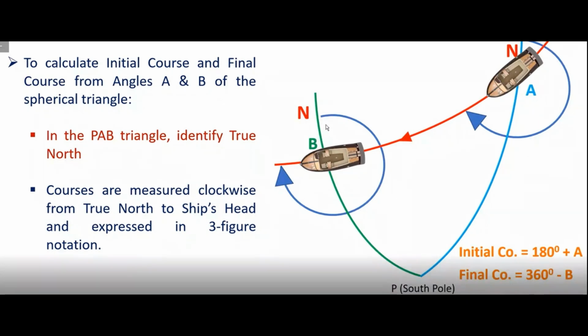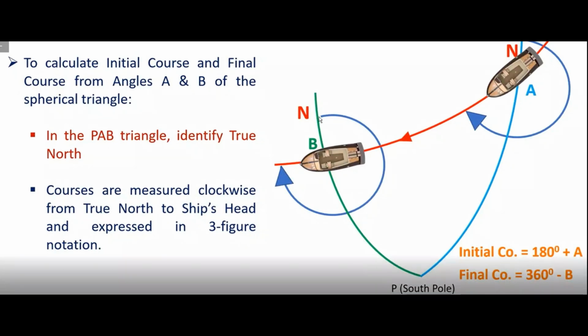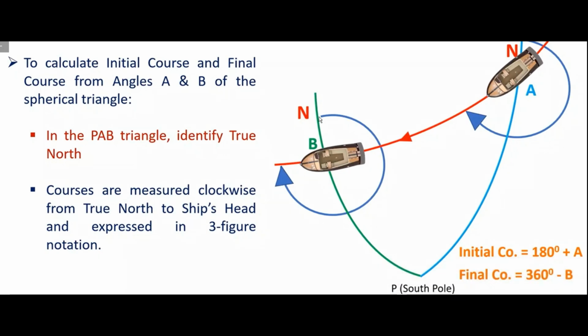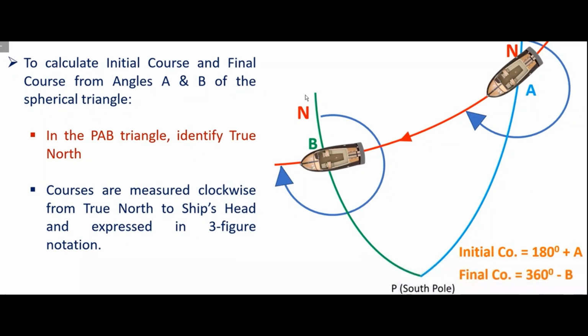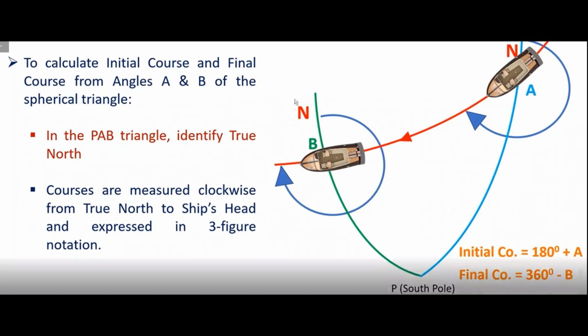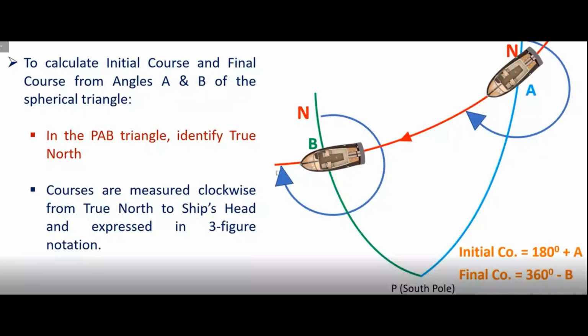So for the courses, beta, always remember when you are calculating the courses, start from north. How can you identify the north? Look at the meridian going towards the North Pole. We know when we make this PAB triangle, the PA and PB are the meridians of two places. So just look at the direction of the meridian which is going towards the North Pole. The direction of the meridian represents the north direction. And from that north direction, remember you have to go clockwise. The courses are measured in a clockwise direction from true north, and you have to go up to the ship's head.